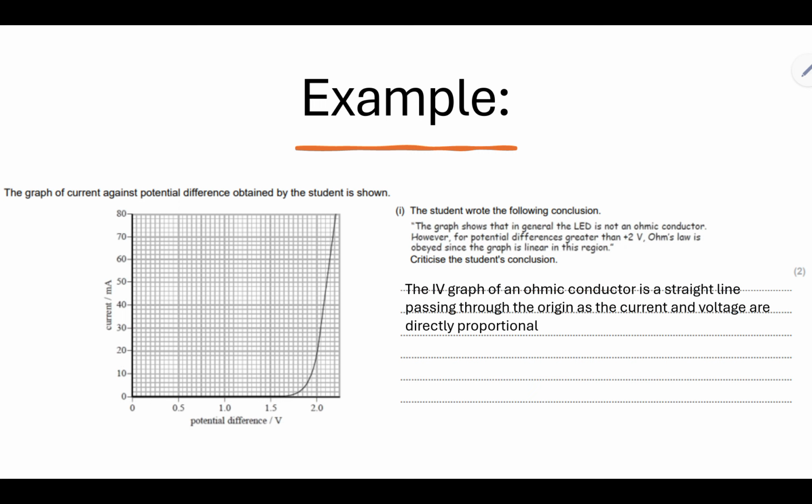So first you would say, the I-V graph for an ohmic conductor is a straight line passing through the origin, as the current and voltage are directly proportional. But this graph doesn't show that, so the LED doesn't obey Ohm's law.